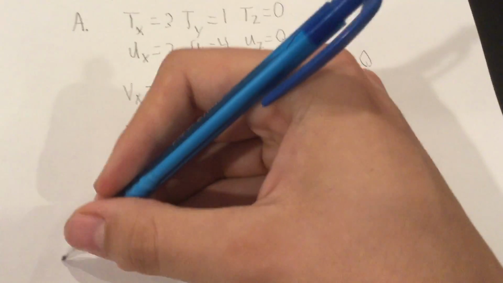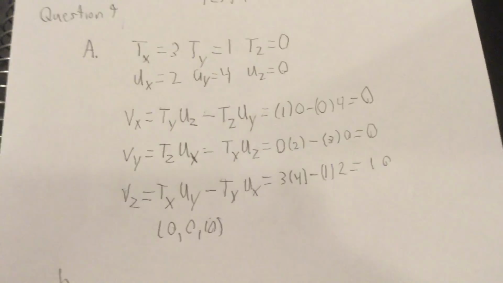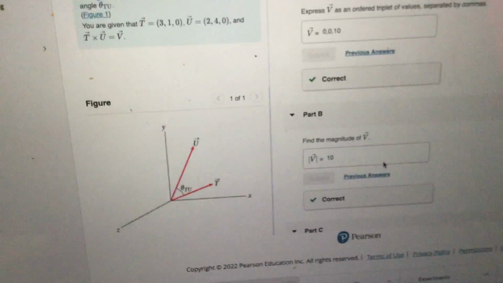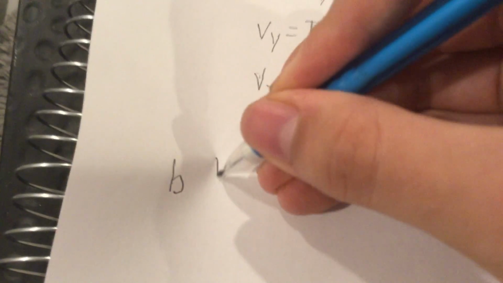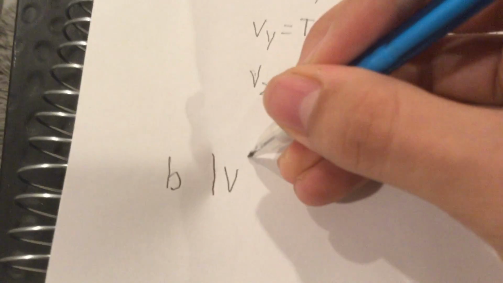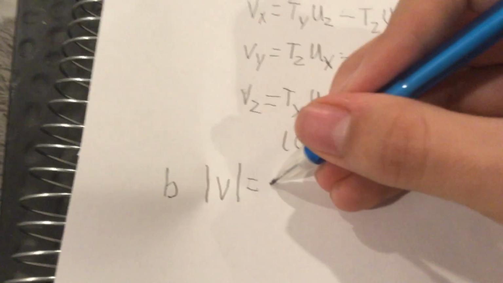Now I'll move on to part B. Part B is to find the magnitude of vector v. To find the magnitude, we're going to use the formula, and we're going to use the components to find the magnitude.